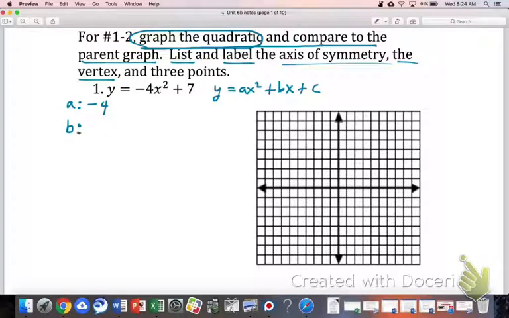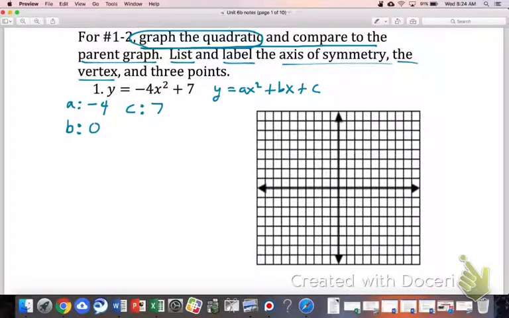So it's a 0. And what is the c value? 7. First thing we always want to do, maybe we do this mentally, maybe we do this on paper, but you want to identify your A, your B, and your C.